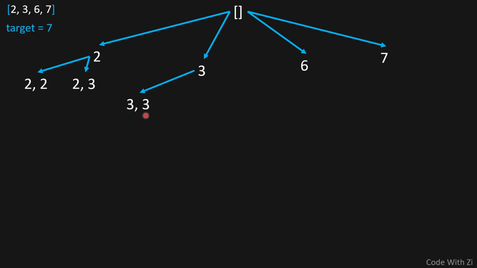So 3 and 3, 3 and 6, and 3 and 7. We're going to be like, is the sum of this equal to our target number? Well, the sum of this is 6 and our target number is 7. So this is smaller than our target number. So we have to explore and expand this one further.